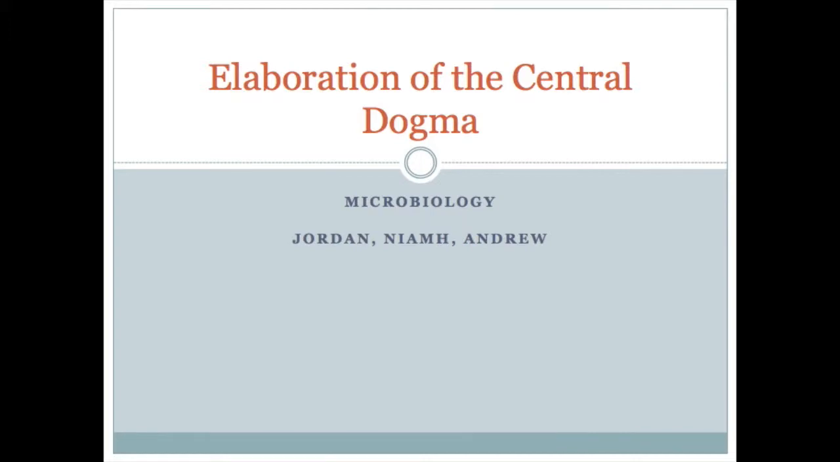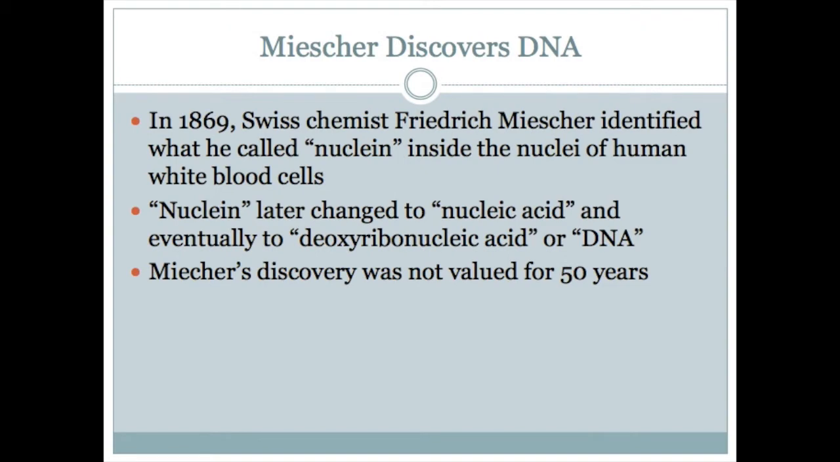Elaboration of the Central Dogma by Jordan, Neve, and Andrew. In 1869, Swiss chemist Friedrich Miescher identified what he called nuclein inside the nuclei of human white blood cells. Nuclein later changed to nucleic acid and eventually to deoxyribonucleic acid, or DNA. Miescher's discovery wasn't valued for 50 years.